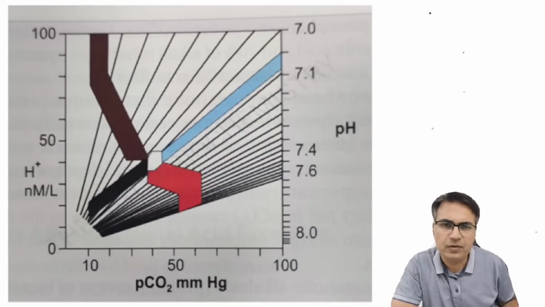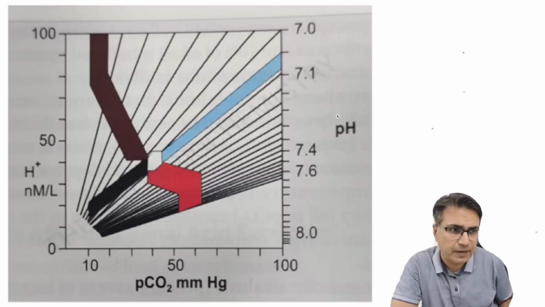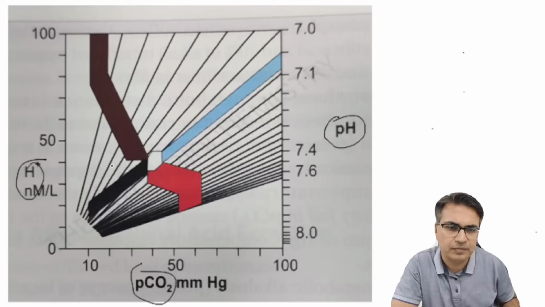Hello friends, a few days ago I asked about this graph on my Telegram channel. In this video I'll explain it along with a similar multiple choice question on acid-base disturbance. This graph is displaying pH level, PCO2 level and hydrogen ion concentration.